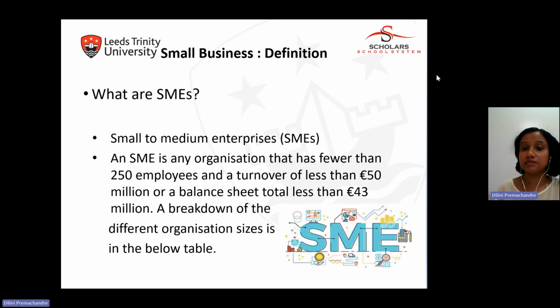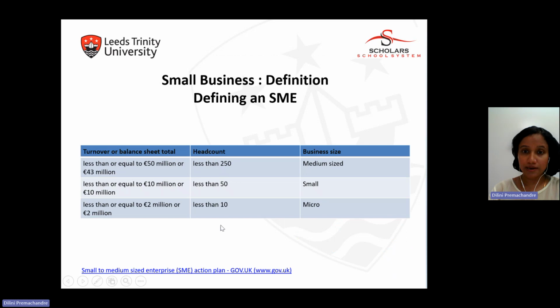For a small business, the turnover has to be less than 10 million euros, and the number of employees should be between 10 to 49. For a medium enterprise, it has to be less than 250 employees. So the breakdown of the different organization sizes is in this table. We will look into this table to gain more understanding about small and medium scale enterprises.